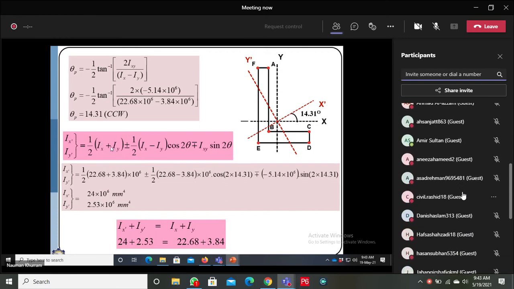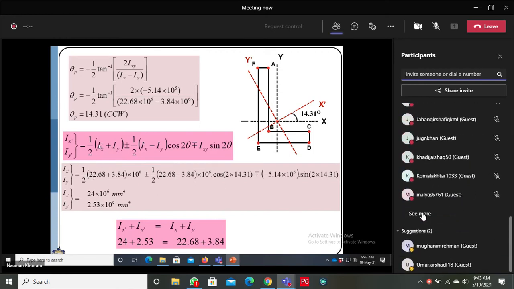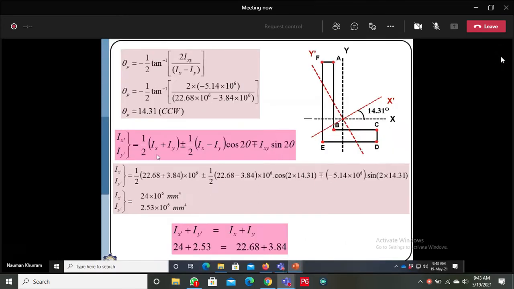In this equation, I have substituted the value of moment of inertia about the x-axis and also the moment of inertia about the y-axis, and I have taken exponent 6 common outside. Similarly, in this equation, I have substituted the values. If theta is negative, you need to substitute it with a negative sign, but here we have positive theta, so I have substituted the positive value. And the product moment of inertia will be negative.